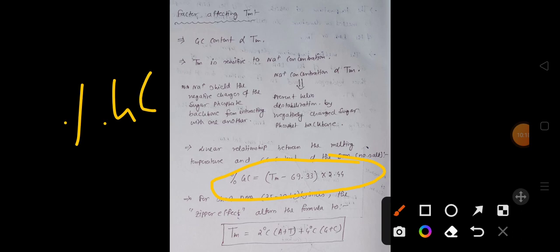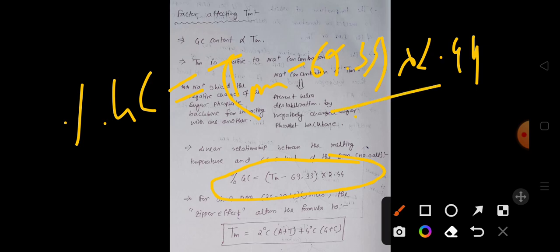So here there is an important equation that can tell us about the relationship between GC content and the Tm, that is percentage of GC is equal to (Tm minus 69.33) into 2.44. Okay, this is the equation that helps us to understand the relation between the melting temperature and the GC content.